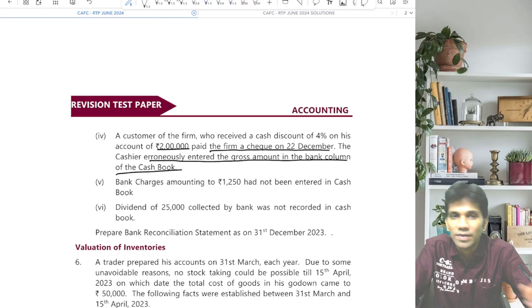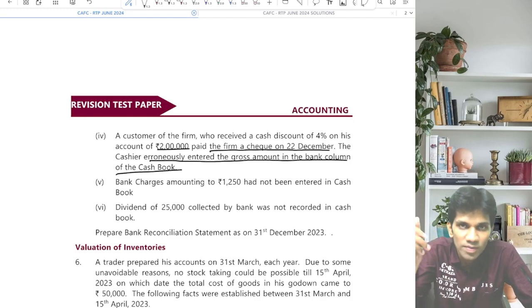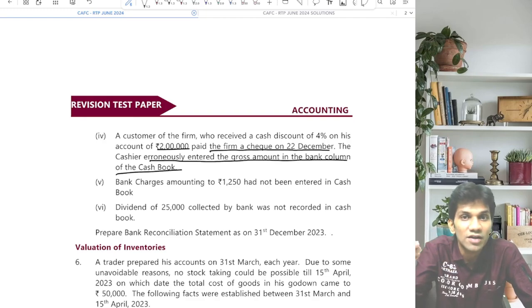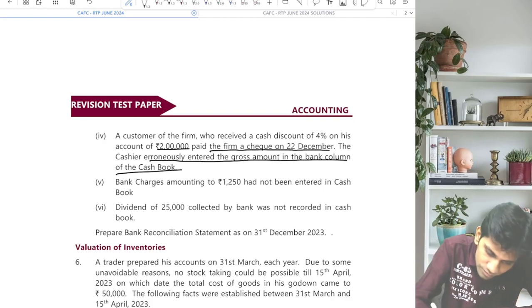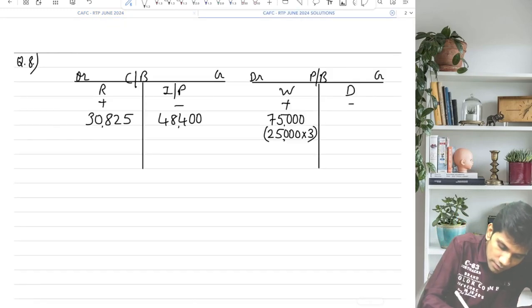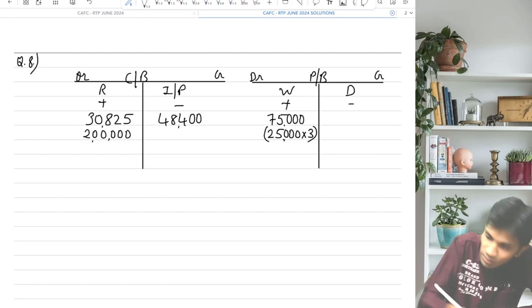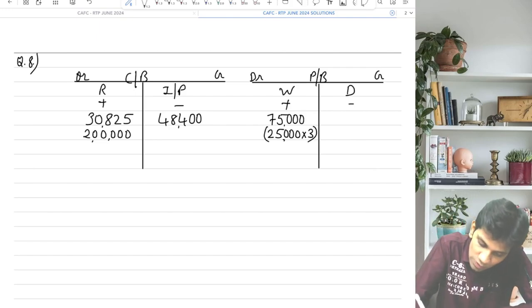So now what has happened? We are supposed to receive 2 lakh rupees from a customer. We gave him 4% discount, so he gave a check of the balance. But what we committed an error, we entered full amount in the cash book. So basically how it goes, we entered 2 lakh here. See what I am doing. But what bank will do? 2 lakh minus 4%, 192, bank will record.